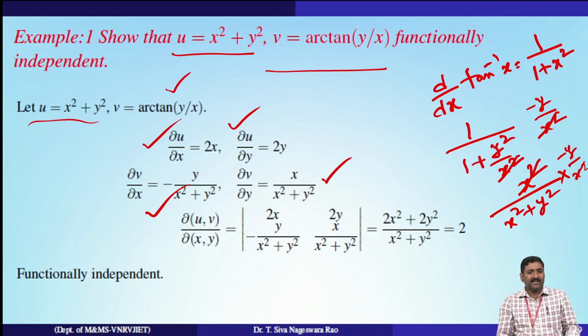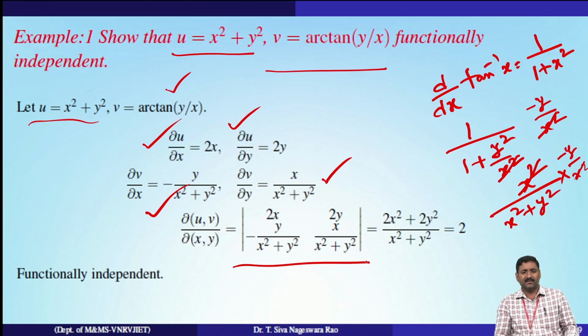Now we will substitute these first order partial derivatives into the Jacobian matrix. So we get the determinant of 2x, 2y. This 2x represents ux, 2y represents uy. The second row represents vx and vy. So its determinant is equal to 2. Hence, the determinant of u comma v with respect to x comma y is not equal to 0. Hence, we say there is no relation between u and v. It means u and v are functionally independent.